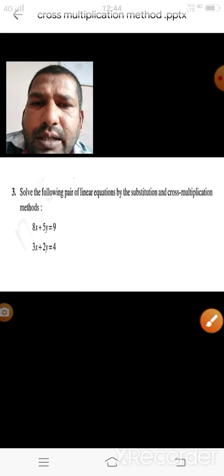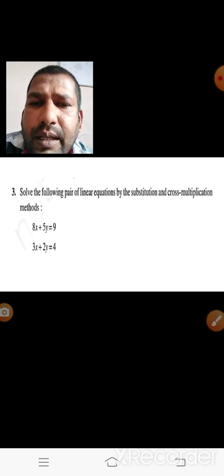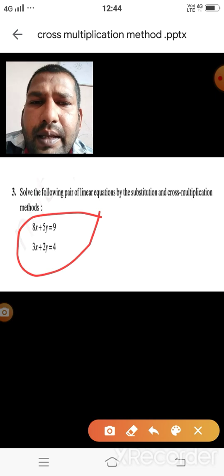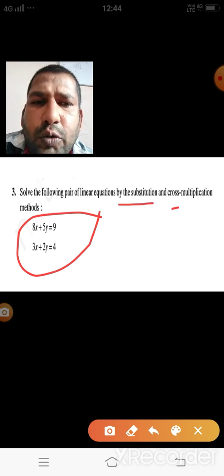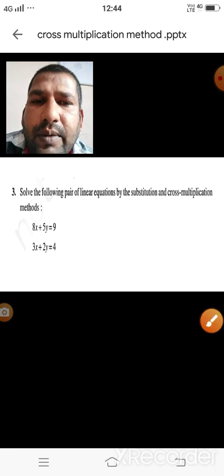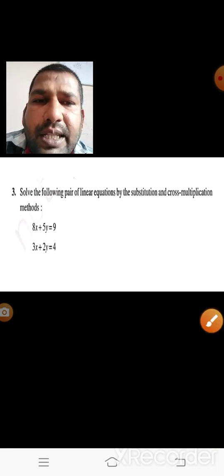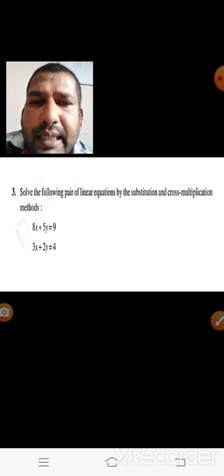One more question we have, this is given 8x plus 5y equal to 9, 3x plus 2y equal to 4. This we have done. Again you may solve by these two methods, or you may solve by all the three methods, the substitution, elimination and cross multiplication method. You may take any pair of linear equations and solve by using the three methods.